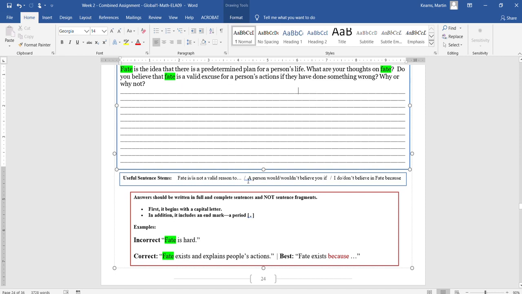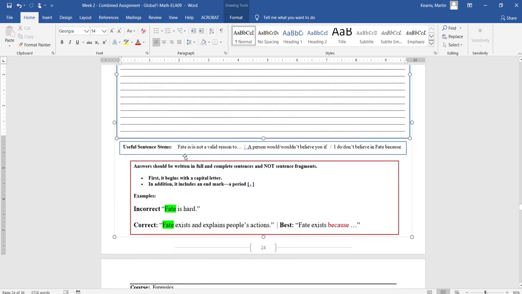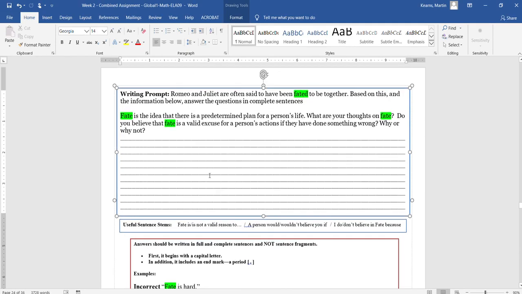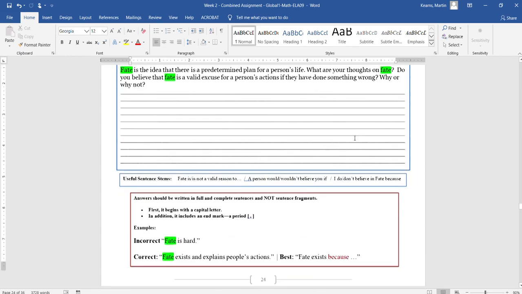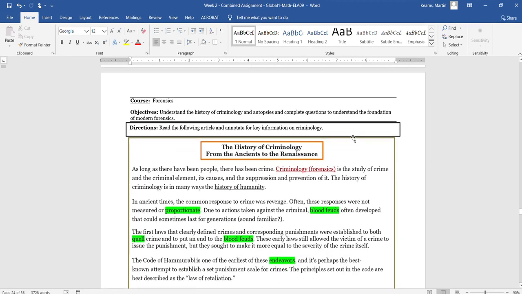Useful sentence stems, as always, are down here. A guide to correct sentence structure is here. Want to see complete sentences? You guys will lose credit for not using complete sentences, not using proper punctuation, not using capital letters or end marks, all right? Let's make sure we write thoroughly.